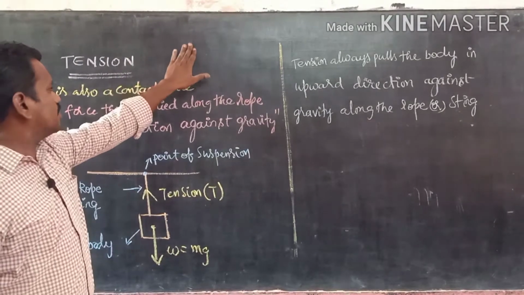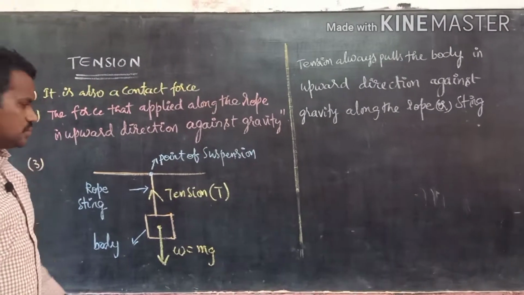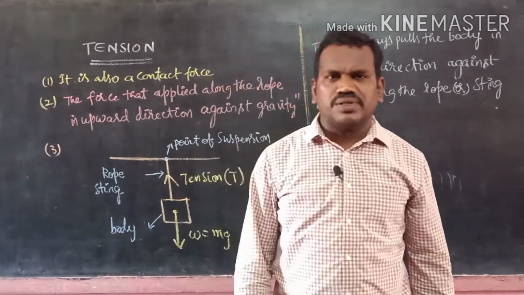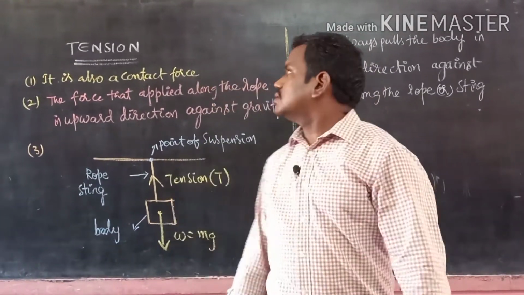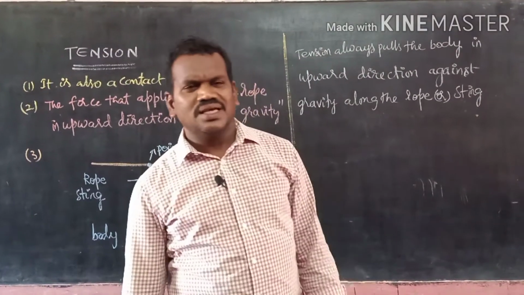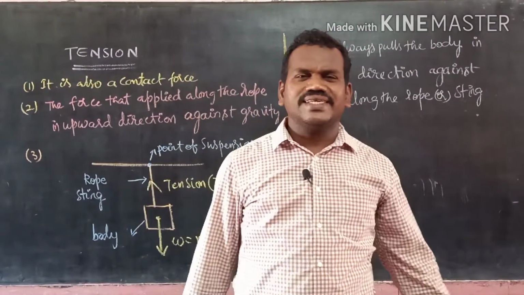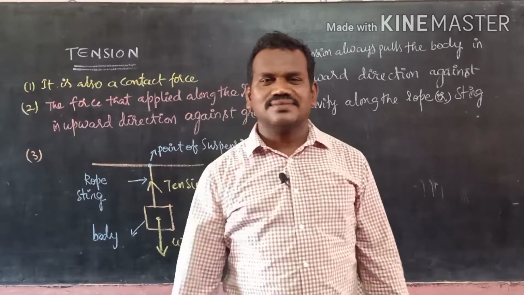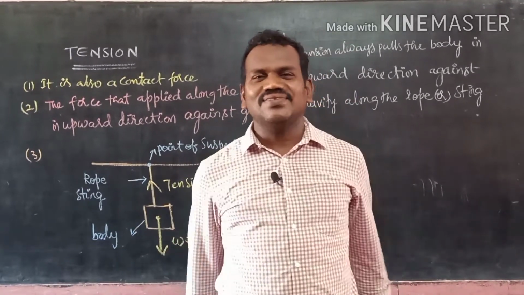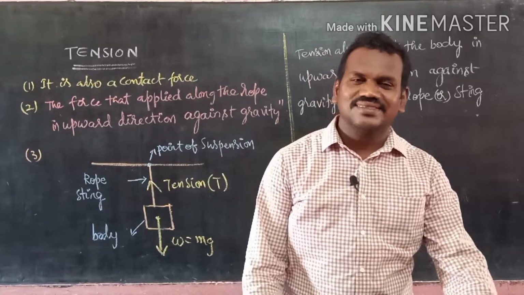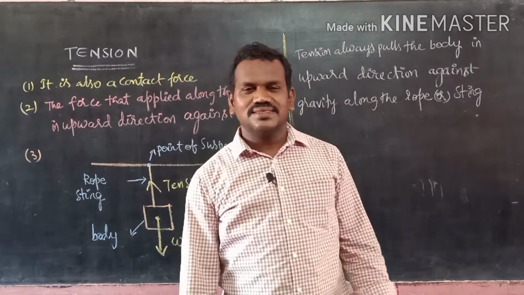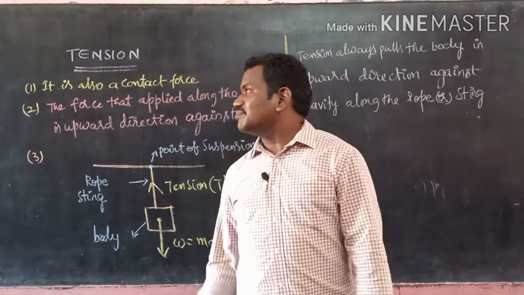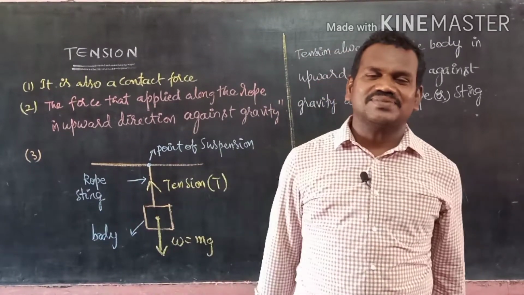The next type of force is contact force. We are going to observe different kinds of examples of this tension. Generally, we say our body is in tension, mind is in tension. That tension is different, this tension is different. That is mental tension or some other tension, but this is physical tension.